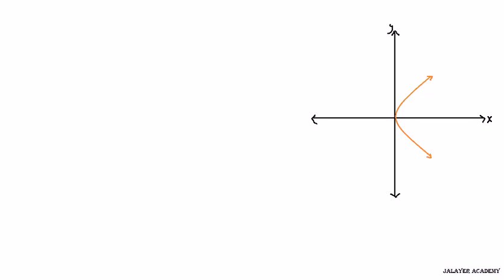So we're given an equation, say y equals 2x to the fourth power minus x squared plus 2. And we're asked, does this equation have symmetry with respect to the y-axis? Well, what does that even mean?